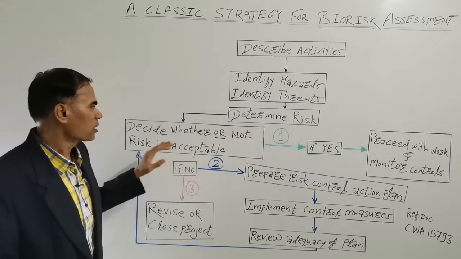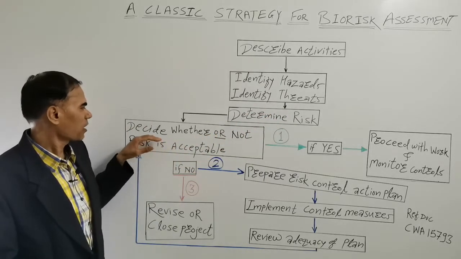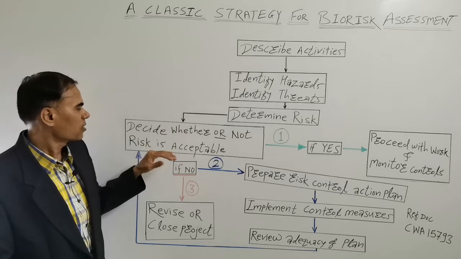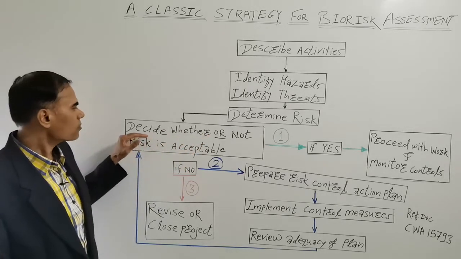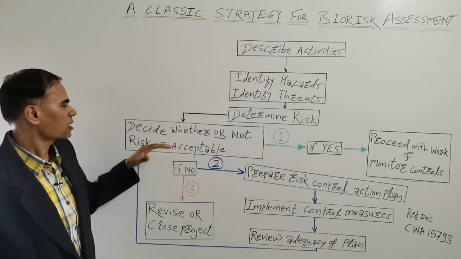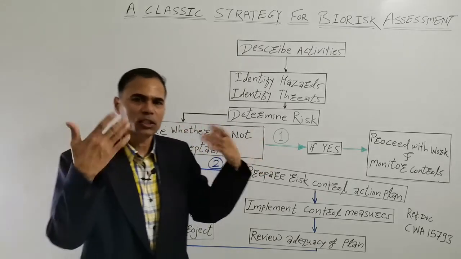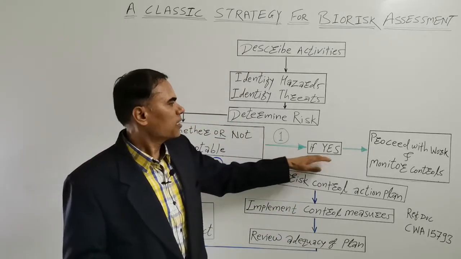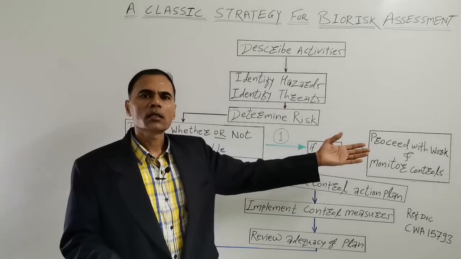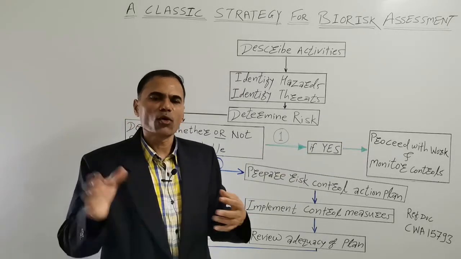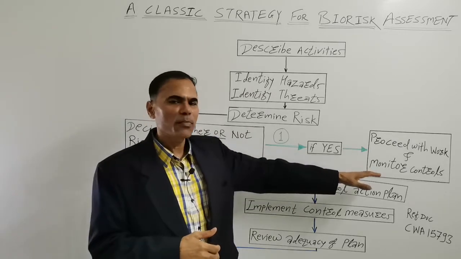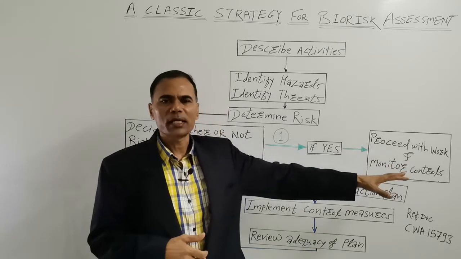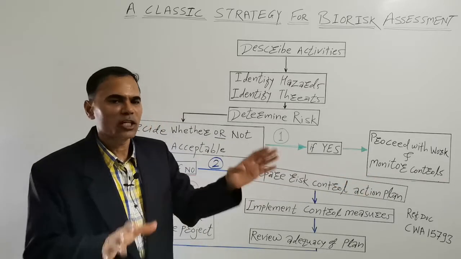When you are determining the risk, a simple question you can ask is whether the risk is acceptable or not, or decide whether or not the risk is acceptable. If the answer is yes, then you can proceed with the work. Your activities of the project can go ahead. You can conduct the research, but at the same time you have to monitor the control measures to make sure that nothing will go wrong.